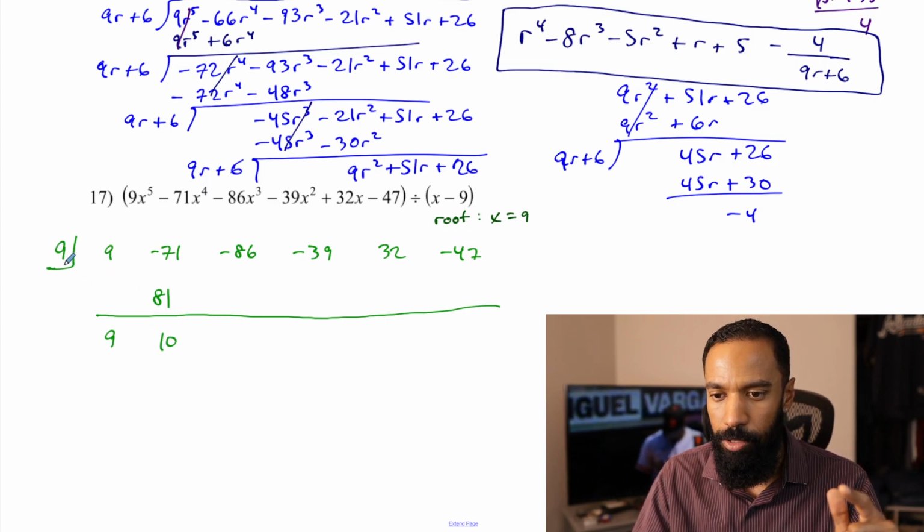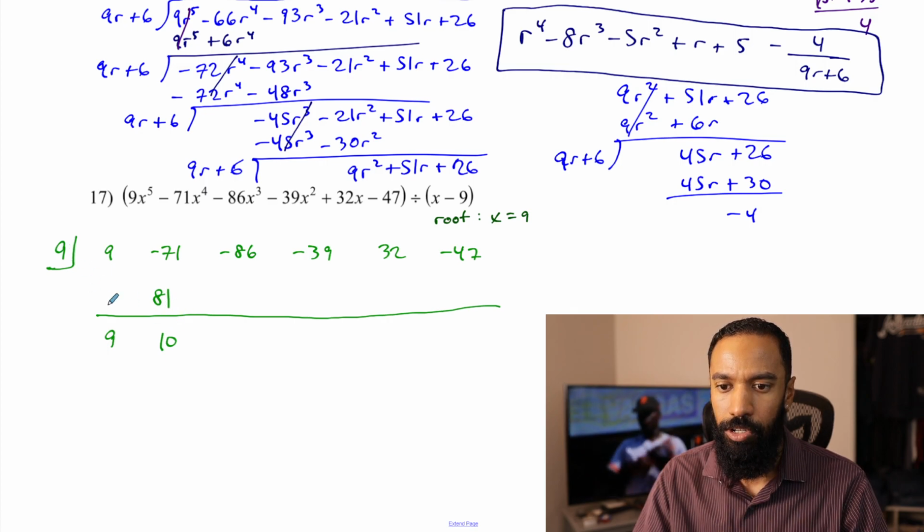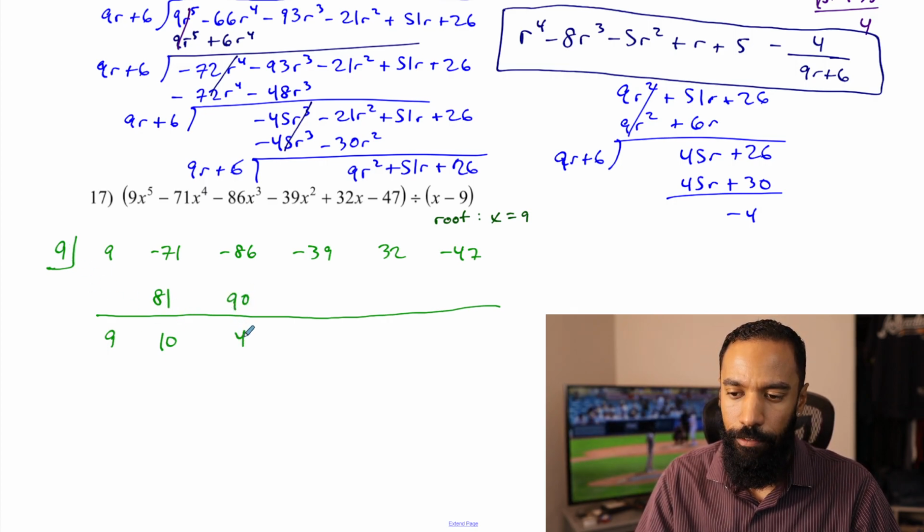I'm going to multiply these numbers down here by this number and write that up there. So 9 times 10 is 90. Add that, you get 4. 9 times that is 36. Add that, you get negative 3. And I'm going to go fast. 9 times negative 3 is negative 27. Add that, you get 5. Times that is 45.